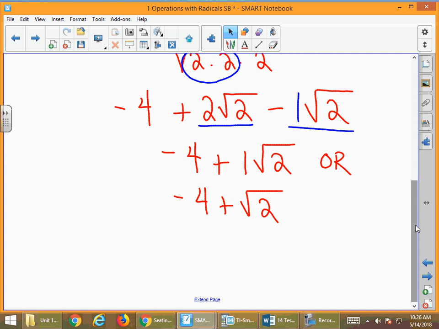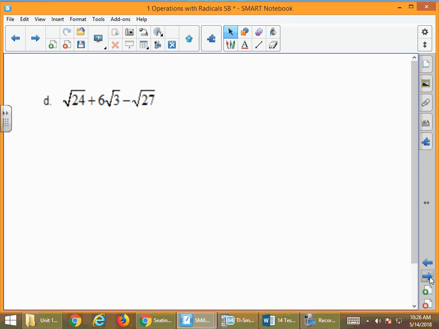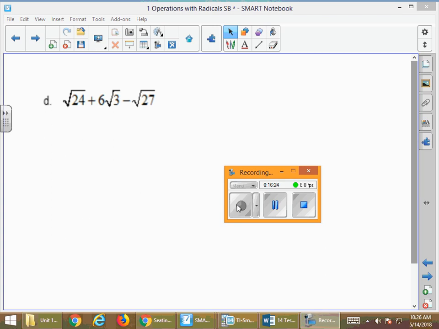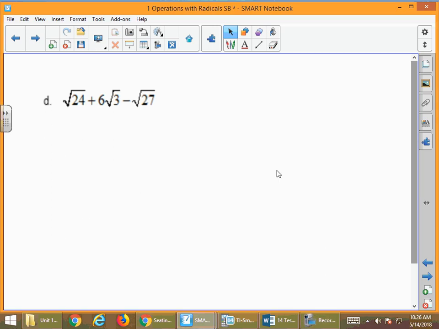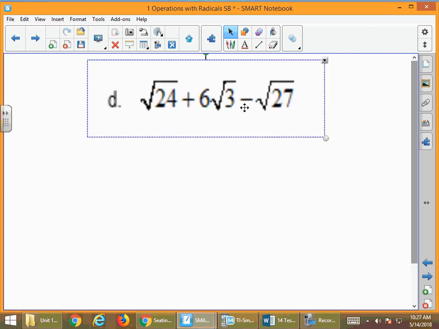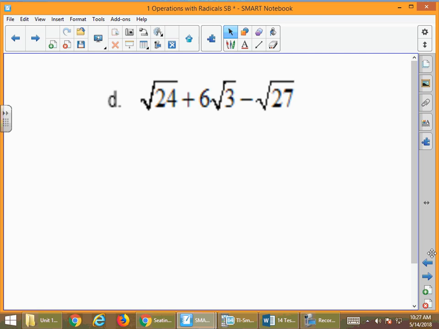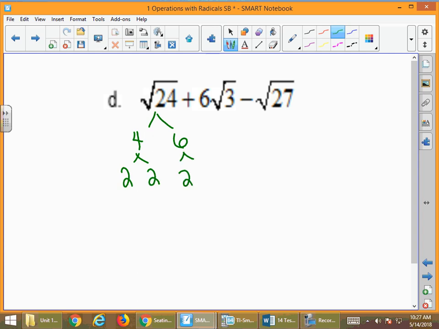And to finish, square root of 24 plus 6 radical 3 minus the square root of 27. Simplify where you can on this particular problem. So we'll start off by simplifying the square root of 24, and making a factor tree. Square root of 24 is 4 times 6, which is 2 times 2, and 2 times 3.